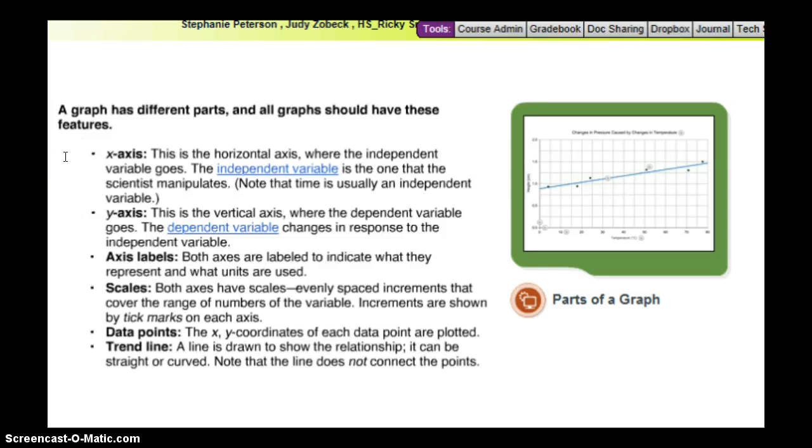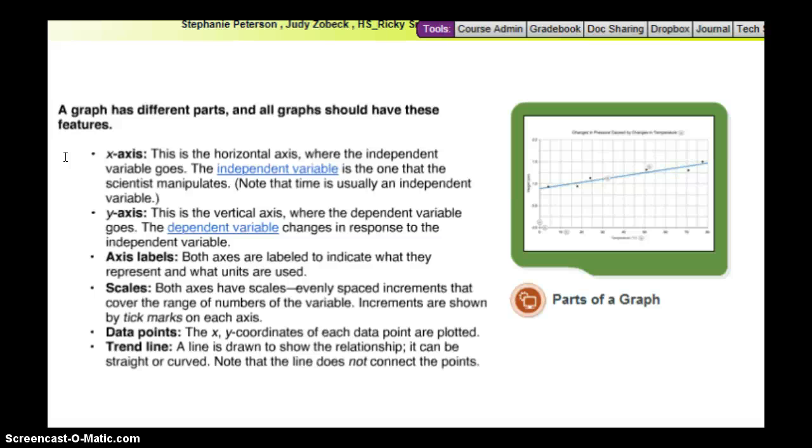The x-axis. This is the horizontal axis, or going across, where the independent variable goes. The independent variable is the one that the scientist manipulates. It's the one that I do. Independent, I do that one. Note that time is usually an independent variable.